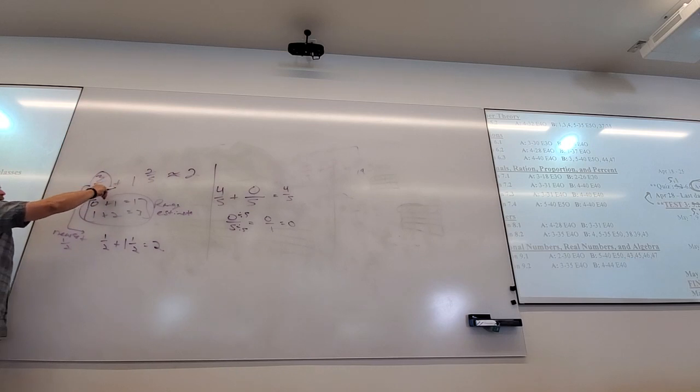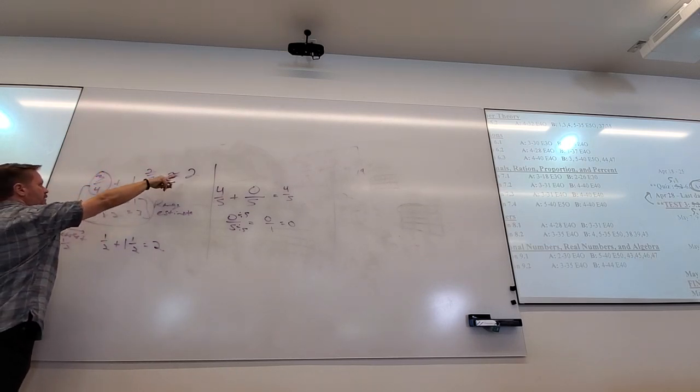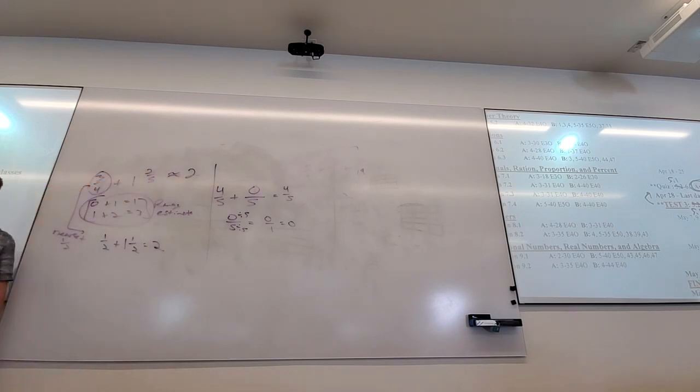Or I could just kind of eyeball it. This is a little more than a half, this is a little less than a half, so when I add them together, I should get 1 plus 1 is 2.